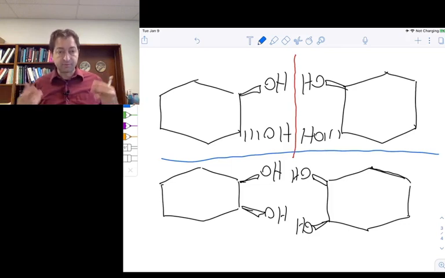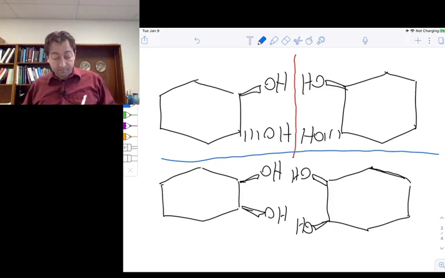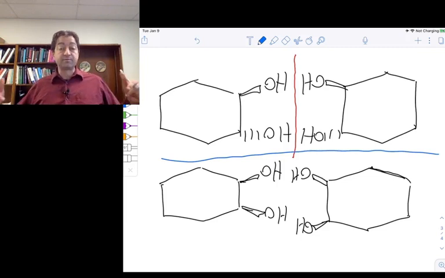So the two OHs are pointing up on the bottom case. And again, we can see that the molecules on the bottom, if I draw a red line down the center between those molecules, are in fact mirror images of each other. They're mirror images of each other.